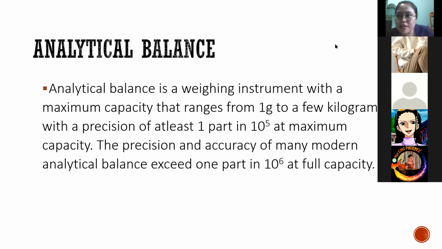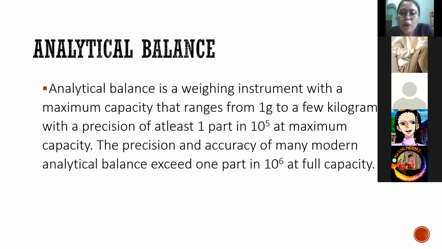Okay. So when you say analytical balance, class, it's a weighing instrument that is highly accurate, and its capacity depends on the available analytical balance. It can accommodate 1 gram up to several kilograms. And the precision is at least 1 part in 10 to the power of 5 at maximum capacity.